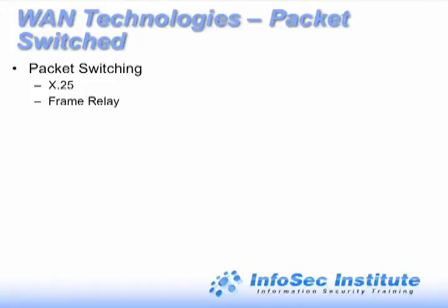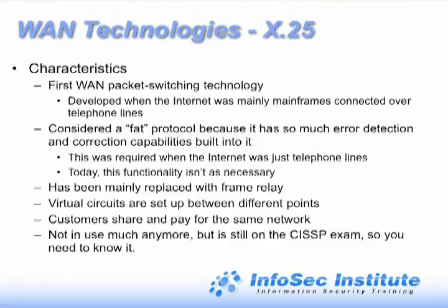Okay, packet switching. You're going to cover X25 and good old frame relay. Okay, X25 characteristics. It's the first WAN packet switching technology developed on the internet, and it was mainly used for mainframes connected over telephone lines. It's considered a fat protocol because it has much error detection and correction capability built into it. This was required when the internet was just telephone lines, because sometimes the infrastructure was so old that it couldn't carry the signal, and there were a lot of bit shifts or bit drops. Today, this functionality isn't necessary because a lot of the lines are a lot cleaner. This has been replaced by frame relay. Virtual circuits are set up between different points, and customers share and pay for the same network. Not much anymore, but it's still probably going to be on the CISSP.